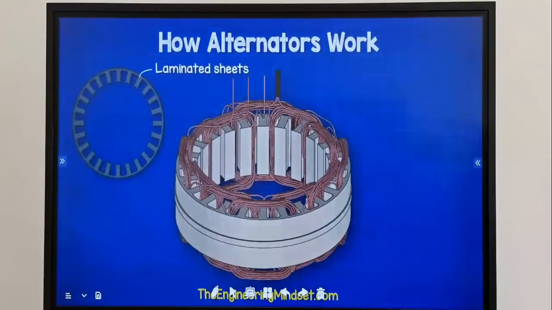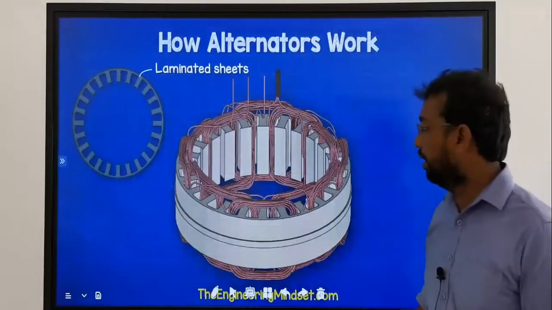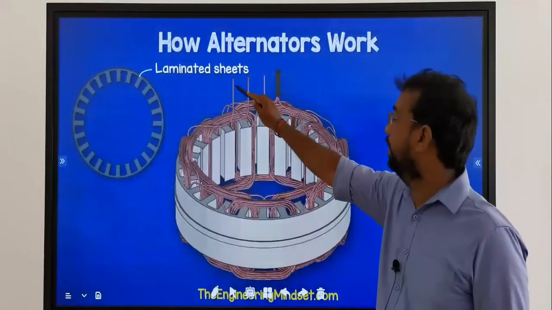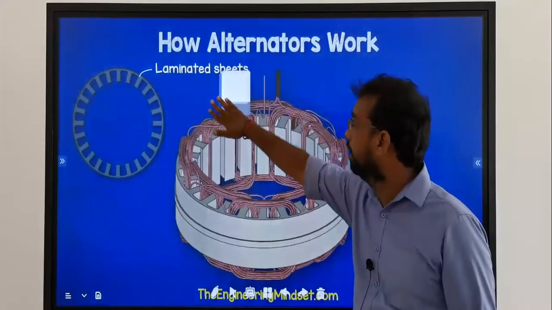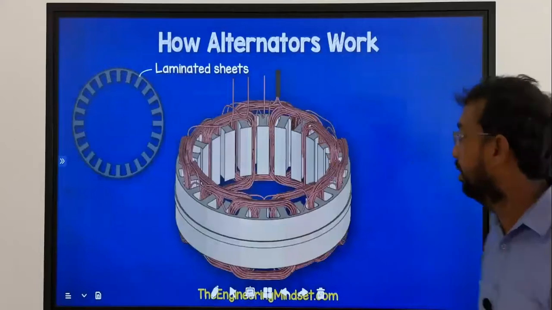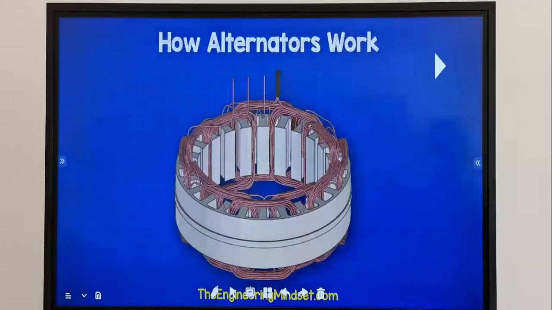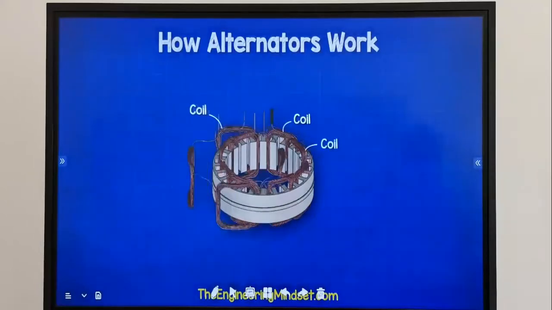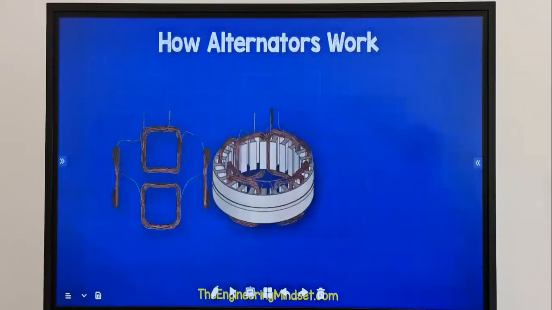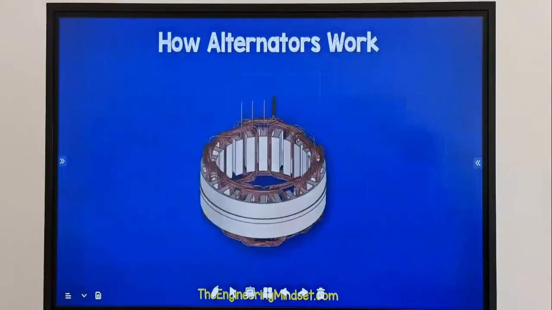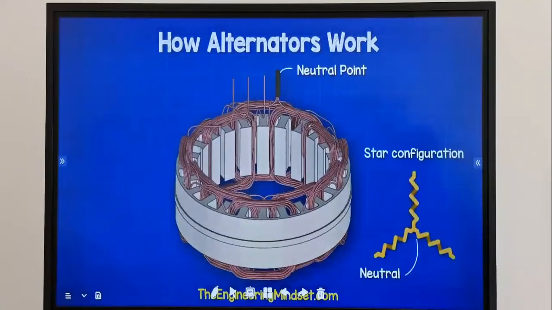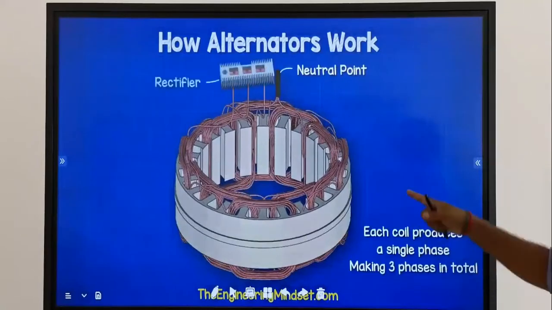Here you can see the coil windings of this stator. This is a three phase. You can see three outputs, 1, 2, 3, and here this is the neutral point. This is a stator coil. So three coils, three outputs, and a neutral point. So this is like a star configuration, the design of this coil.